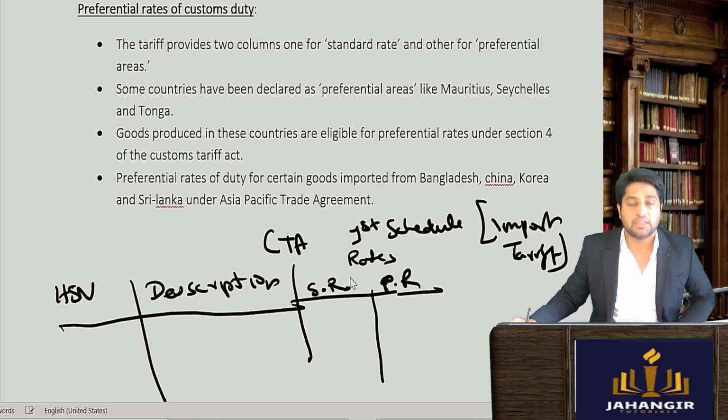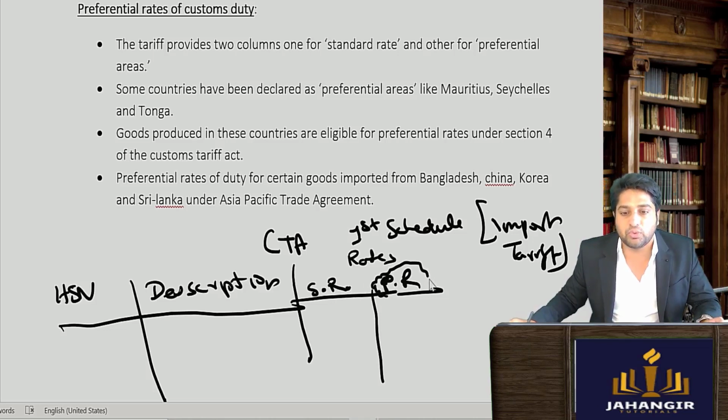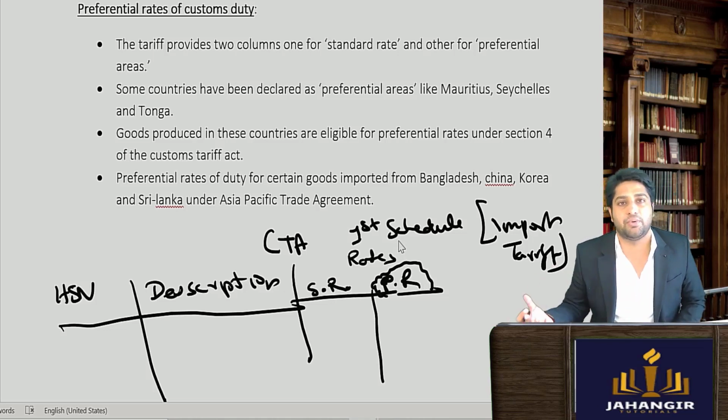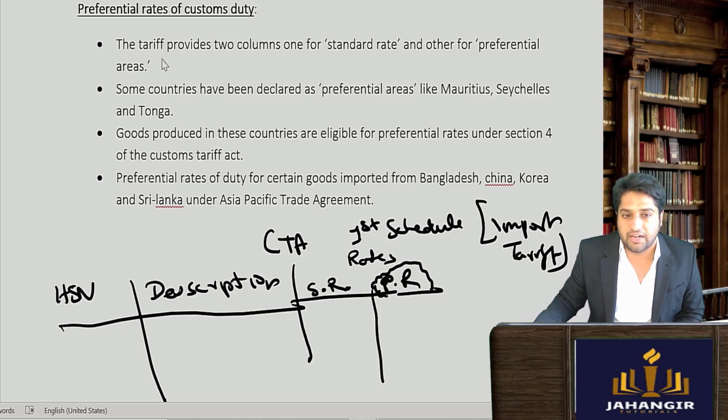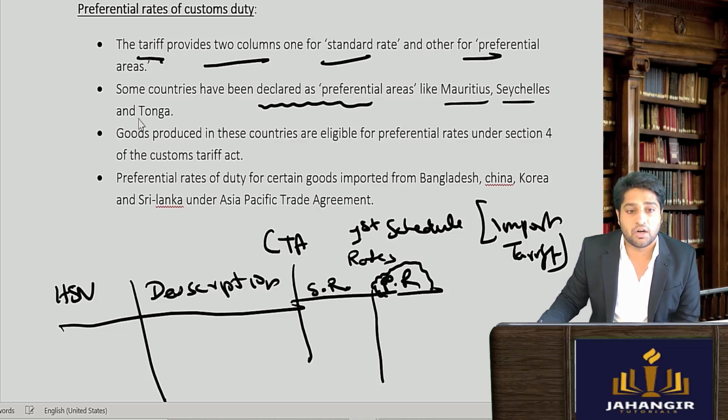Did you understand so far? Standard rate applies to all the countries. Preferential rate applies to only certain countries which the government has said that we have good trade relations with, and we want to give them lesser duty. So the tariff table provides two columns. One is the standard rate and the other is the preferential rate. Some countries have been declared as preferential areas such as Mauritius, Seychelles, Tonga, etc. Goods imported from these countries are eligible for preferential rates.